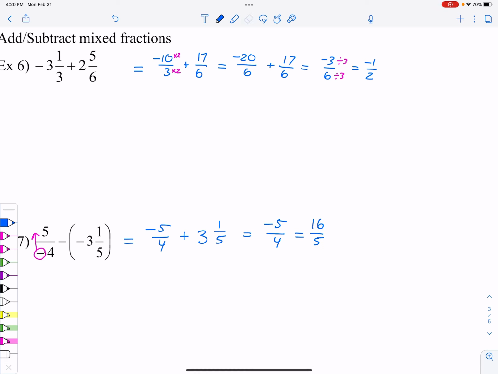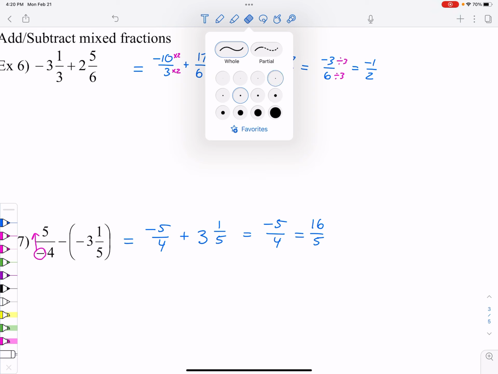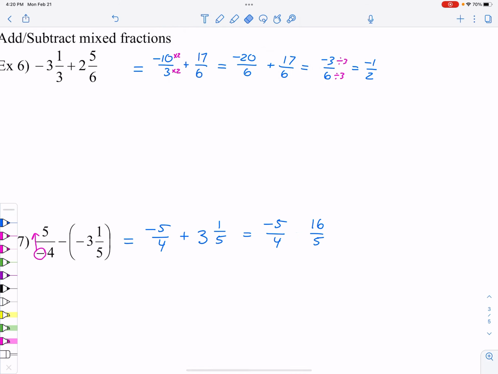We have negative 5 over 4 plus 16 over 5. Oh, not equal to. That's too big of an eraser. We need a littler one. There we go. So this is a plus.